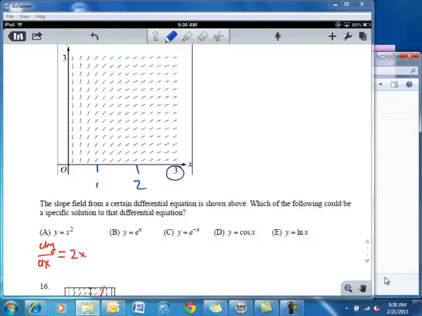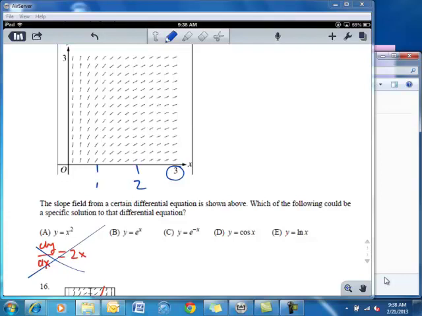Will you say that one more time? If it were 2x, then as you go across the x axis, they would be getting steeper, but they're actually getting more horizontal. Does that make sense? Yeah, well said. Very well said. So I'd say A is pretty obviously out.